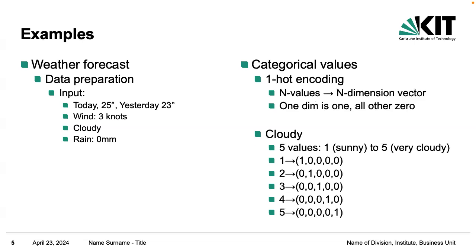For categorical values, there's also one typical thing. You're just doing what is referred to as one-hot encoding. So if you have n possible values, that means you have one dimension for each value. For example, if you have values from sunny to very cloudy, so 1 to 5, then the 1 gets into the vector 1, 0, 0, 0, 0, 2 gets into 0, 1, 0, 0, 0, 3 is 0, 0, 1, 0, 0, and so on. So always the 1 is at the index, and the length is always 1. And you have now also a nice vector describing it.